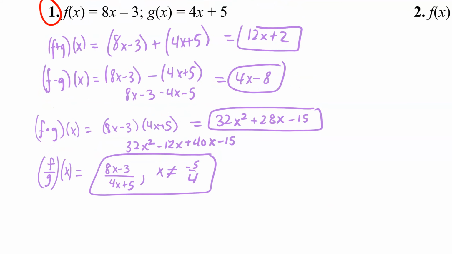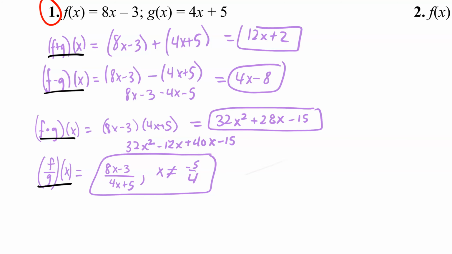I boxed all the answers. There's 4 answers, because there's 4 things we're doing. So we don't have to simplify it? This is simplified. I can't simplify that at all. Okay, so that's the right answer. Yeah, that's it. What's negative 5 over 4? X can't equal negative 5 over 4.